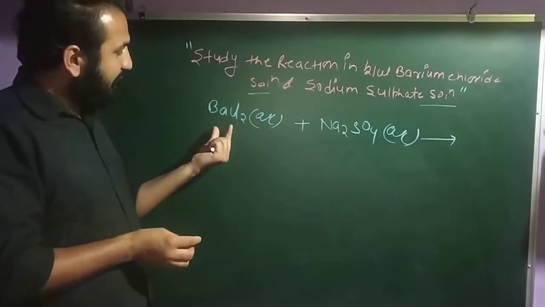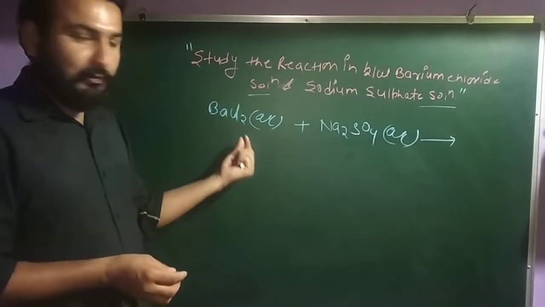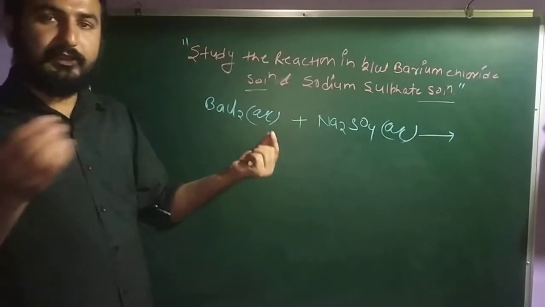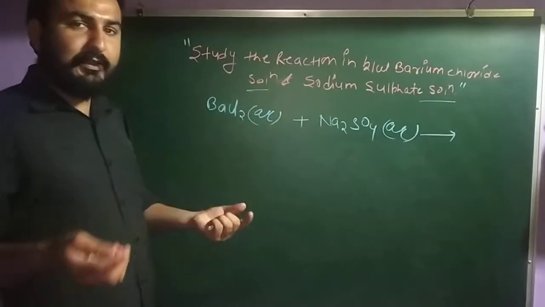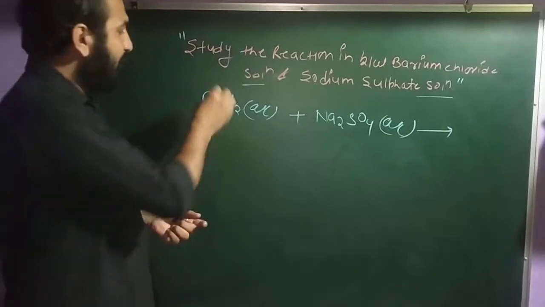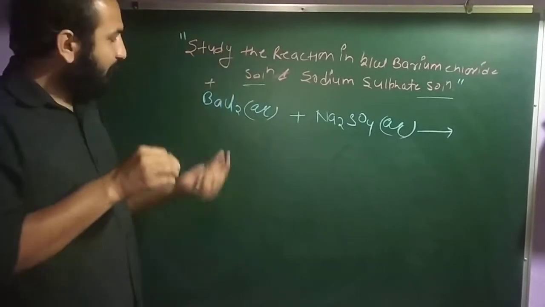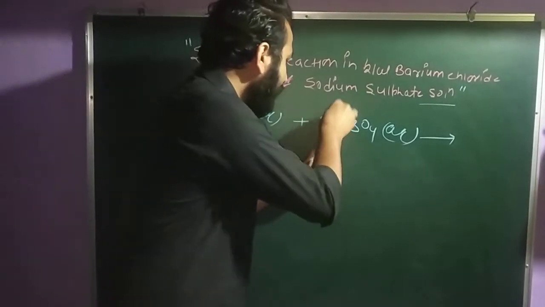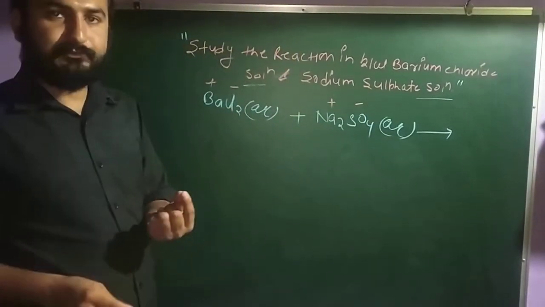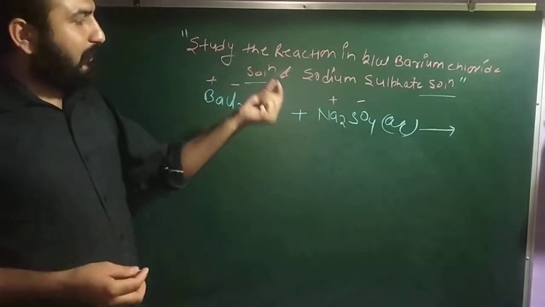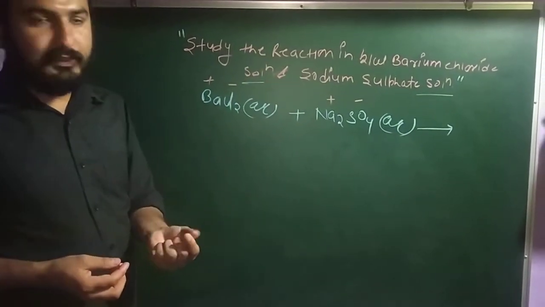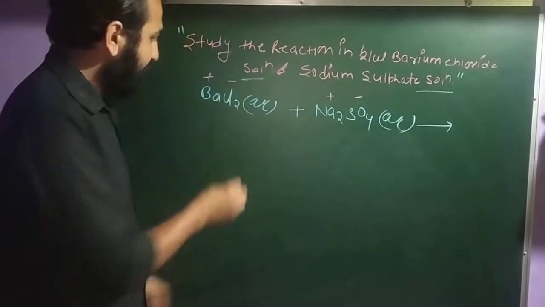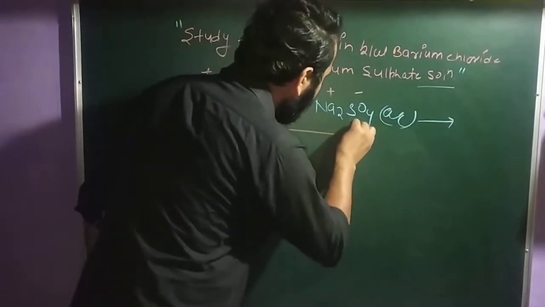Why? Because I am seeing that one is the metal, the second is the non-metal. So I am trying this reaction for the double displacement reaction. So I am indicating, same as my previous video, Ba positive and Cl2 negative. Again, Na positive, SO4 negative. Clear? So what is in the double displacement reaction? That means the positive part of the first reacts with the negative part of the second. So we can do it in this manner.